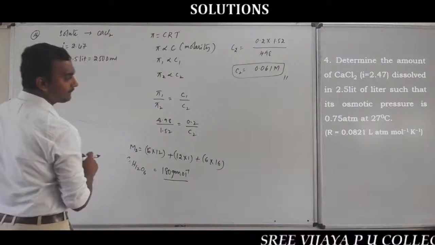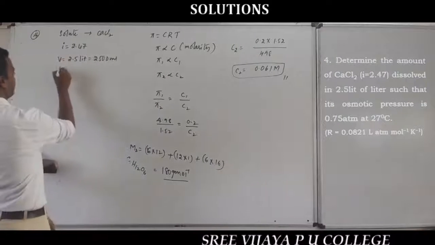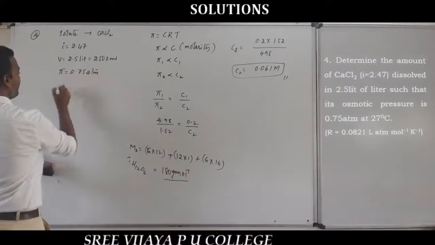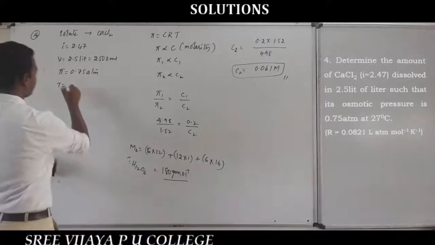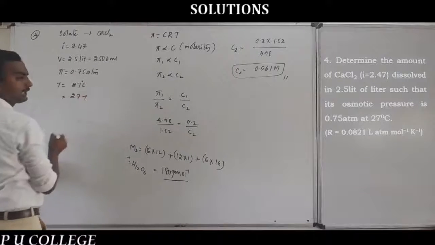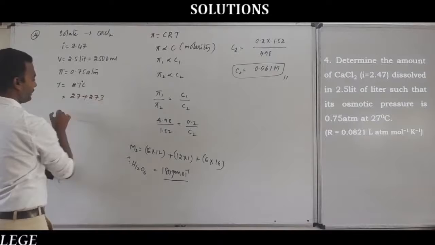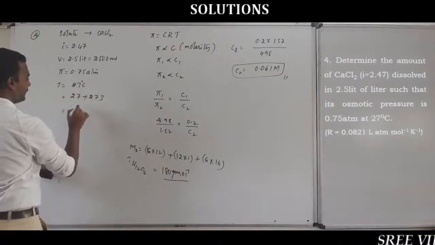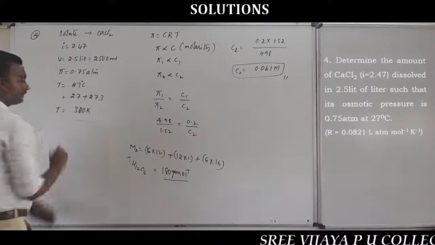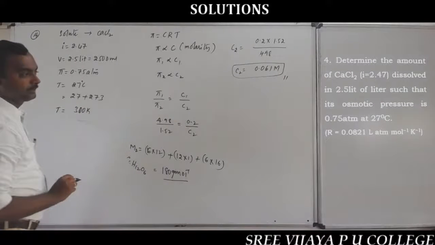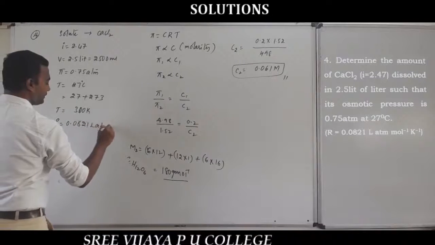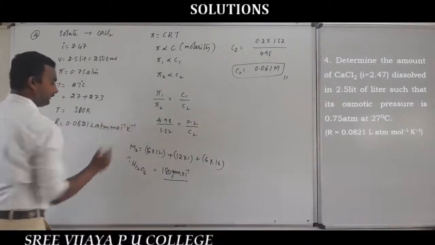Its osmotic pressure is 0.75 atmosphere, that is pi is equal to 0.75 atmosphere, and the temperature is 27 degrees Celsius. What do we do with 27 degrees Celsius? If we convert it to Kelvin by adding 273, that is equal to 300 Kelvin. That is the temperature. And they have also given the R value, that is R is equal to 0.0821 liter atmosphere per mole per Kelvin.